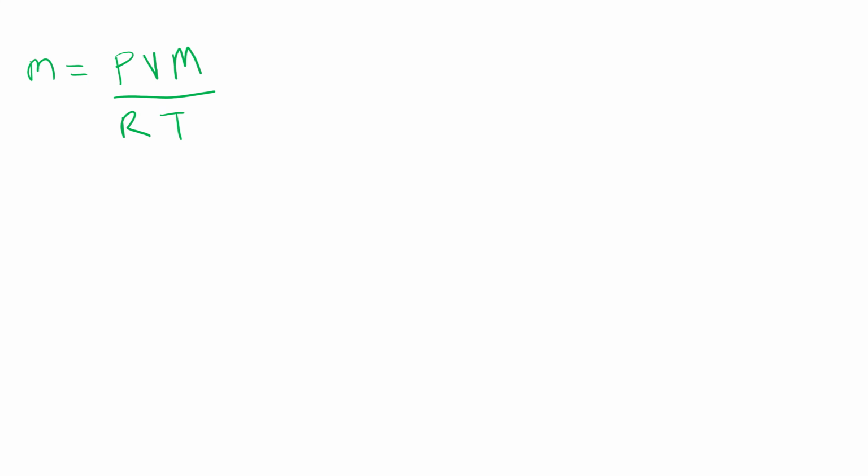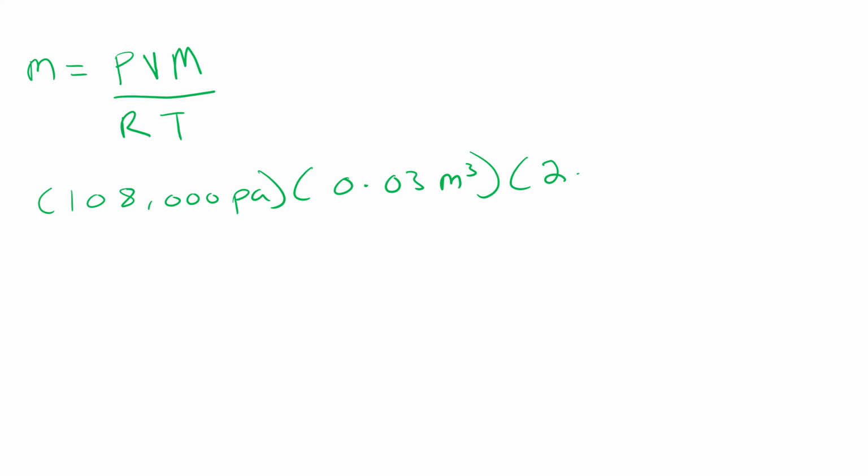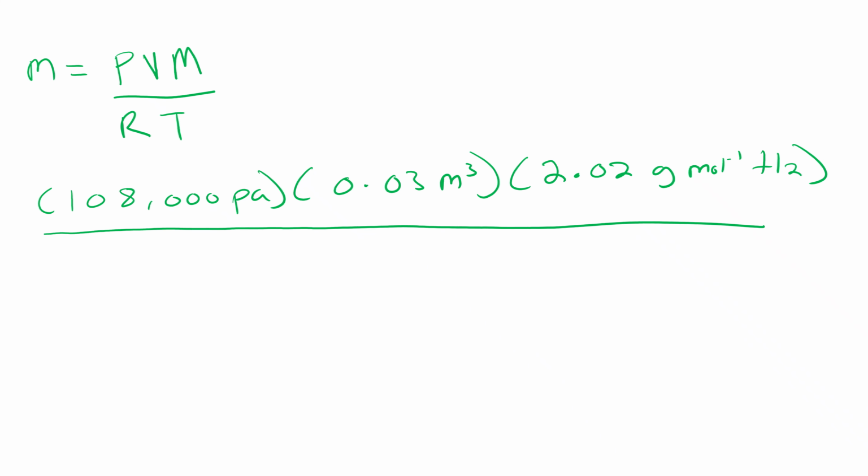So, our pressure value of 108,000 pascals is multiplied by our volume of 0.03 cubic meters, multiplied by the molar mass of hydrogen gas, which to three significant figures is 2.02 grams per mole, and we divide by our ideal gas constant, 8.31 joules per mole per Kelvin, multiplied by the temperature in the system of 300.15 Kelvin.